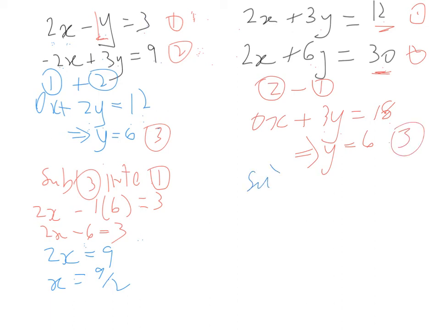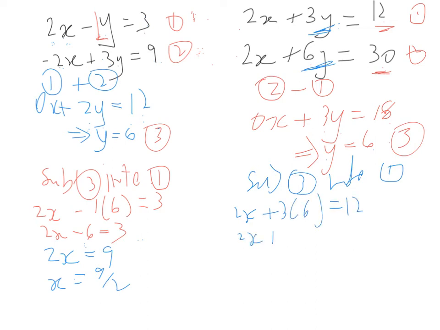So we'll sub 3 into one of those two. Let's see, y equals 6. I'm going to substitute into the first one, into 1, because I'm multiplying 6 by 3, whereas over here I'm multiplying 6 by 6. Just easy to work with. So we're saying 2x plus 3 times 6 equals 12. So 2x plus 18 equals 12.